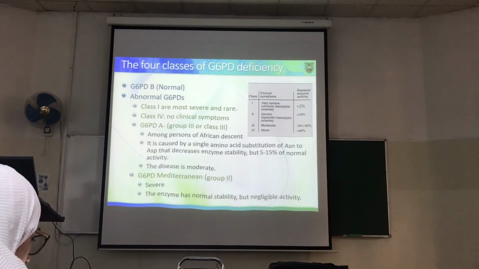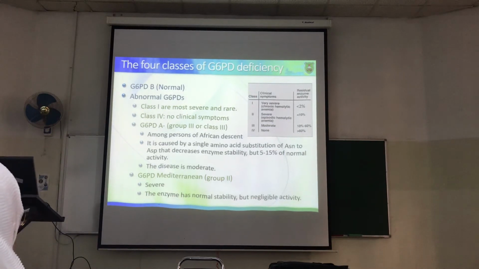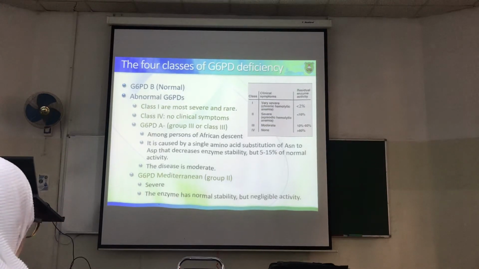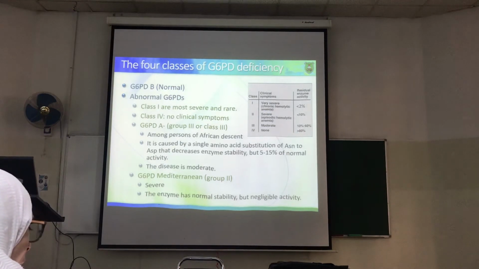Now, in these individuals, you have a point mutation again, changing asparagine to aspartate, that decreases enzyme stability. That is, the enzyme has normal activity, of course less overall because you have less enzyme. The enzyme is degraded. So the disease is moderate because you still have some enzyme and you still have it active. Again, you don't need the enzyme to be at 100% normal levels. You need some of it to be active.